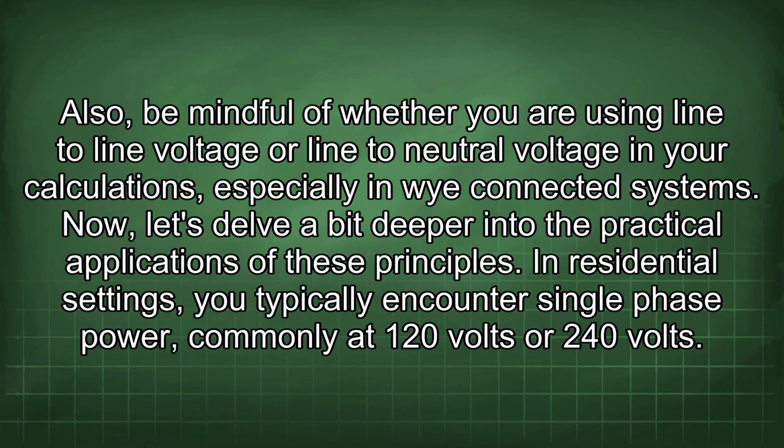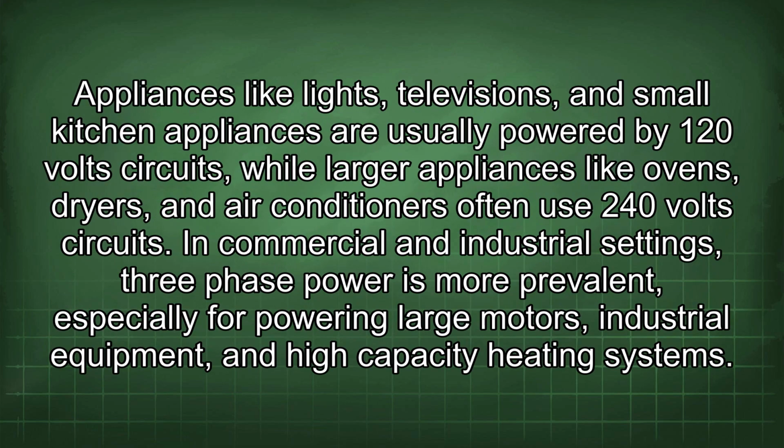Now let's delve a bit deeper into the practical applications of these principles. In residential settings, you typically encounter single-phase power, commonly at 120 volts or 240 volts. Appliances like lights, televisions, and small kitchen appliances are usually powered by 120-volt circuits, while larger appliances like ovens, dryers, and air conditioners often use 240-volt circuits.